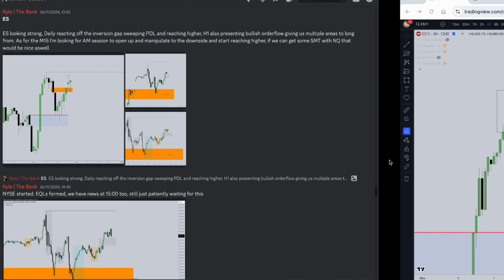So I wanted to see price inside of this week go ahead and reach for this high, which we did. I also mentioned that in my Outlook, which is completely free, which is mentioned inside of my Discord. So you can go ahead and watch that if you'd like.